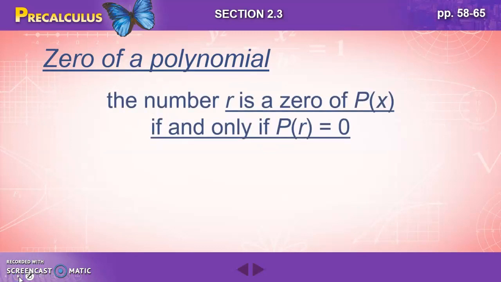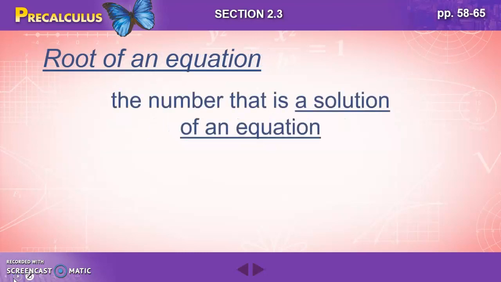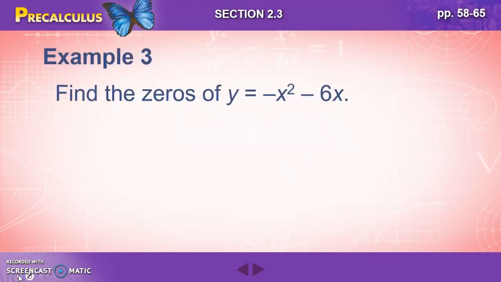When we talk about the zero of a polynomial, what we want to know is where it crosses the x-axis, essentially. But the formal definition is this. The number r is a zero of p of x if and only if p of r equals 0. The root of an equation is the number that is a solution of an equation.